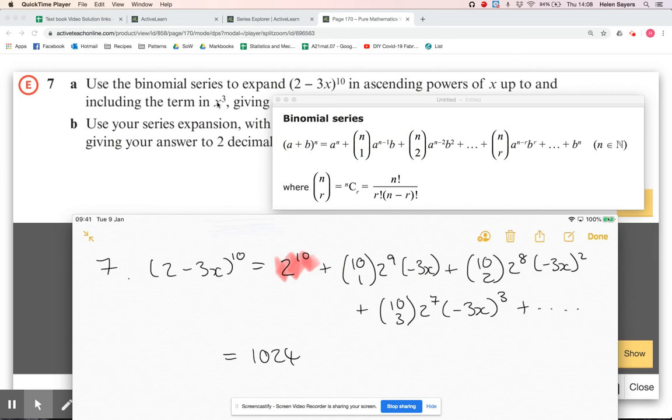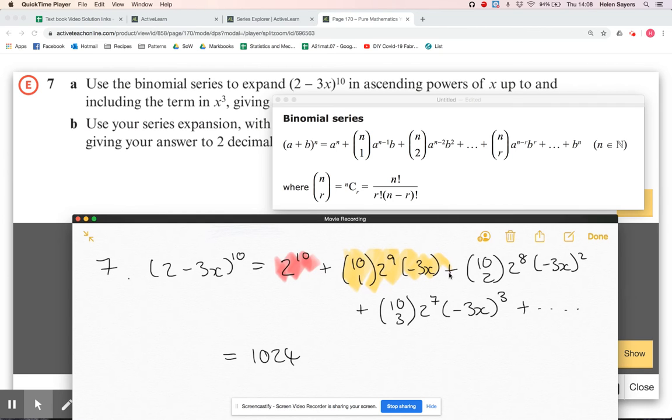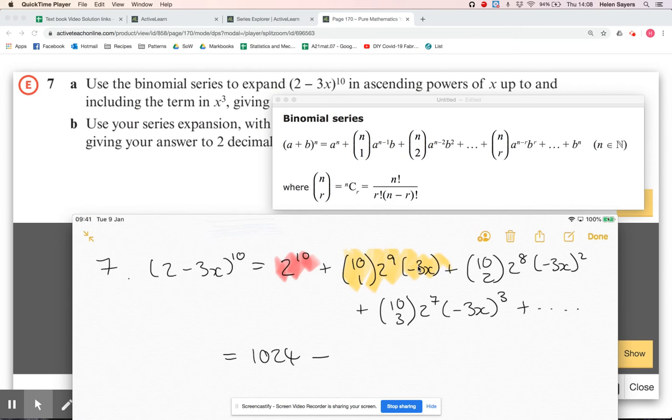Then I'm looking at my x term. So I'm going to do a different colour. Okay, just be careful with that minus there. With positive and negative terms, I just tend to look in advance and say, well, I've got a positive times a negative, so that is going to end up as a negative. And it's 10 choose 1, so that's going to be 10 times 2 to the power of 9 times minus 3. So I get minus 15360x.